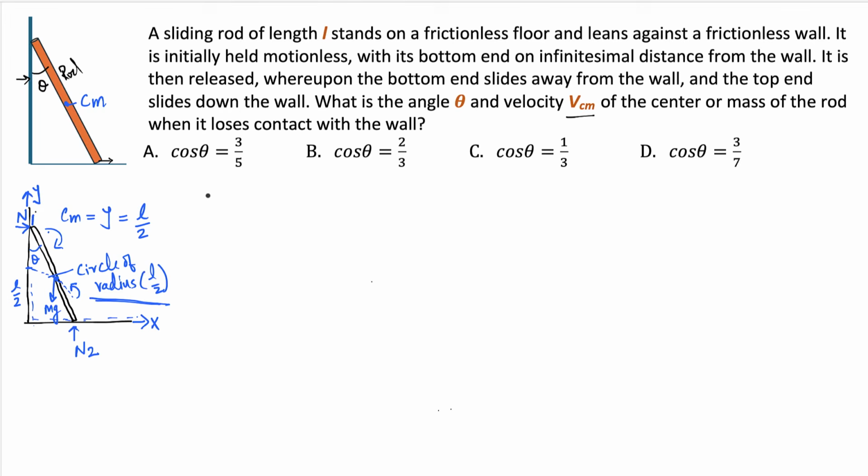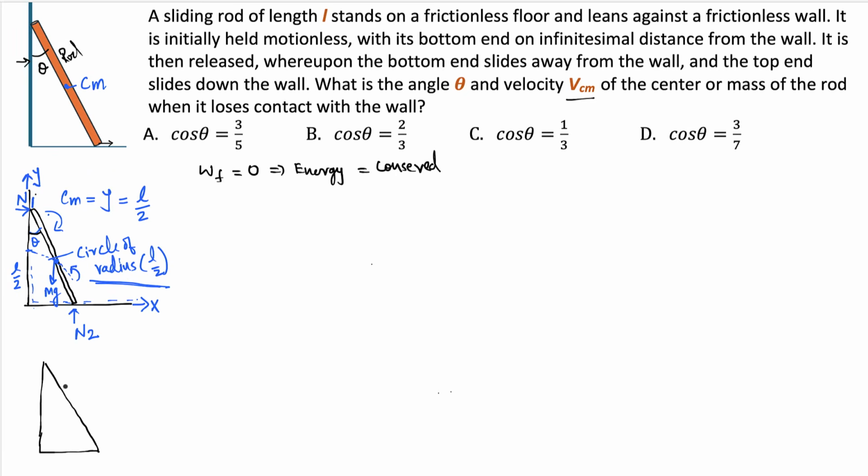There is no friction force, so the work done by friction is 0. That means we can just simply conserve the energy. Okay, so if this is making an angle theta, let's draw this triangle again. This is L by 2, so this is theta, and hence this distance is nothing but L by 2 cos theta, right?